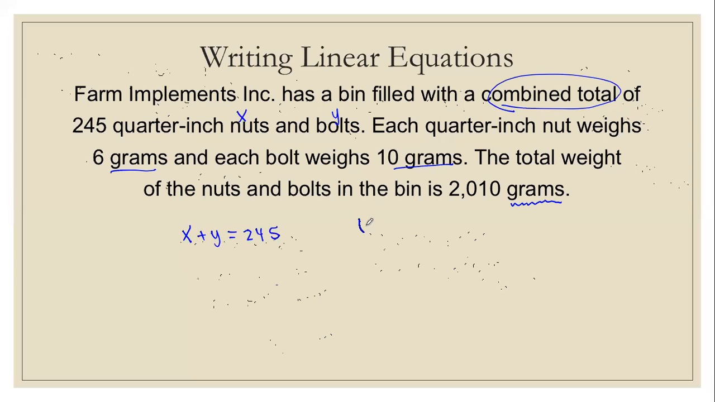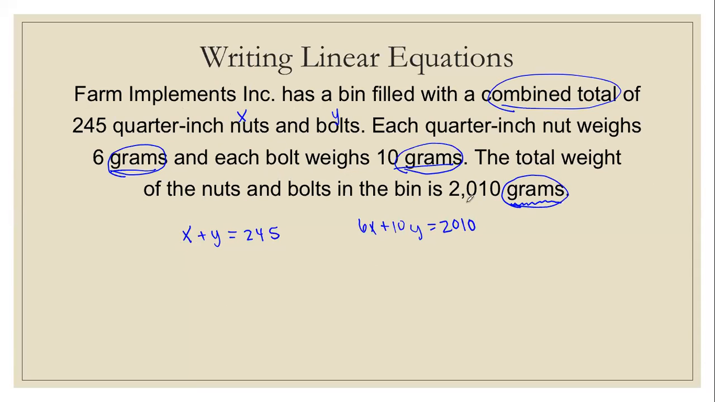Okay, cool. So I'm going to write it this way, though. 6x plus 10y equals 2010. Be confident then. So why? Because it's talking about 6 grams and 10 grams and 2010 grams. All of these are talking about grams. So that's how I know all these numbers will go together in my second equation. All right, ask me a question if you don't understand.